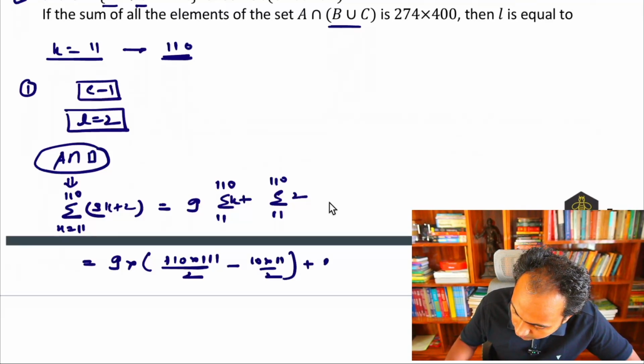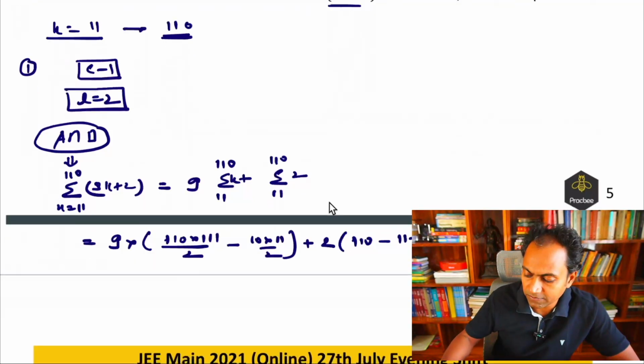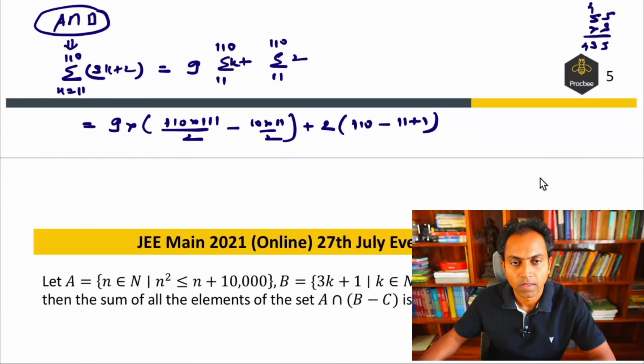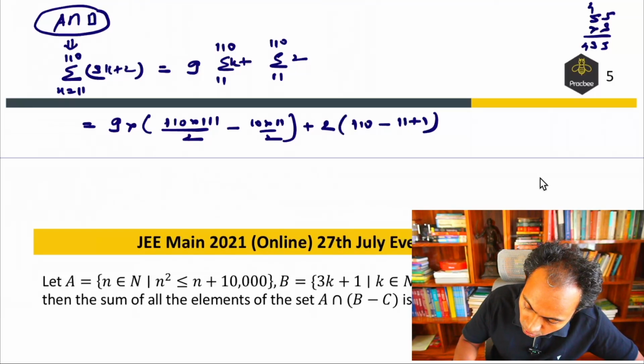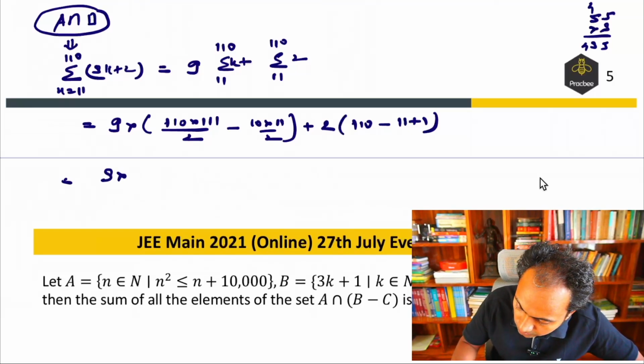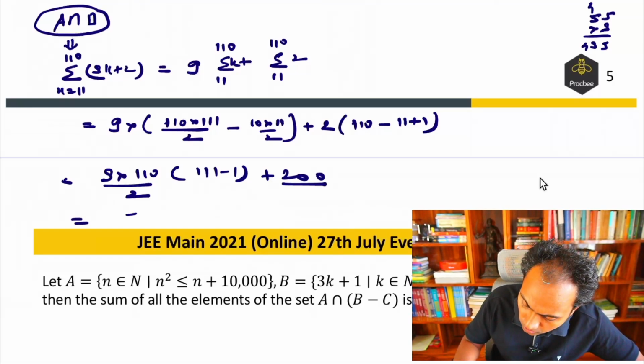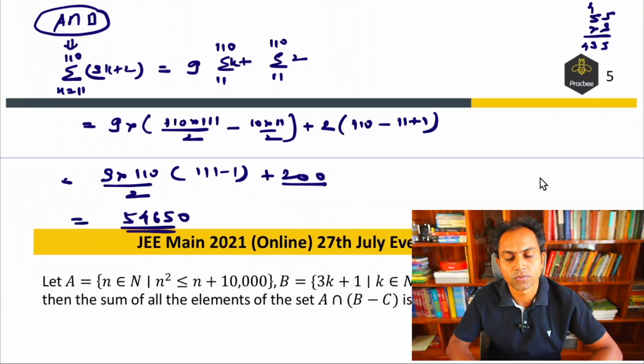For this term, you can see that this will come how many times? 110 minus 11 plus 1 times. You can see that we have figured out the sum of these. Now if I simplify this, it comes out to be nothing but 9 into 110 can be taken common. This will be nothing but 111 minus 1 divided by 2, plus this will become 200 after simplification. So this comes out to be 54650 after simplification. This is what we are getting.